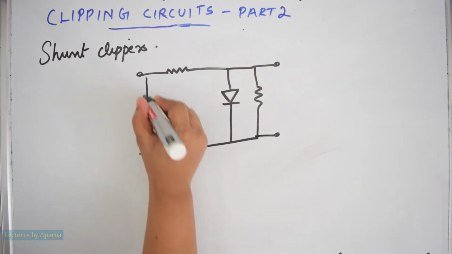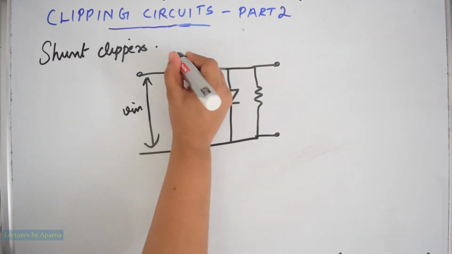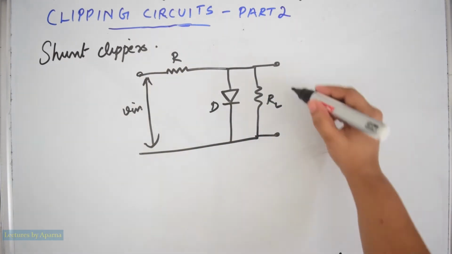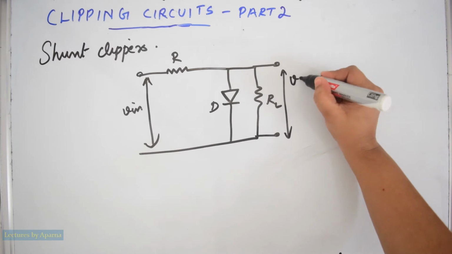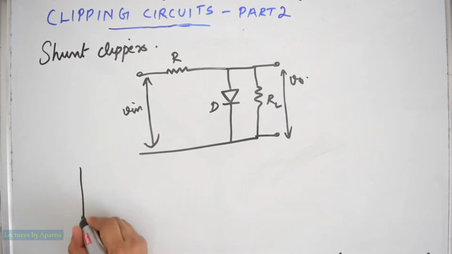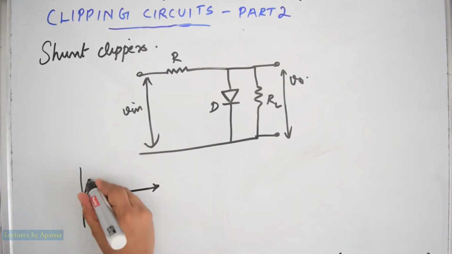This is the input wave V in. This is a resistance R. This is the diode, and this is the load resistance. Output will be V0 here. So let's see how the input wave and the output wave will look from this circuit.